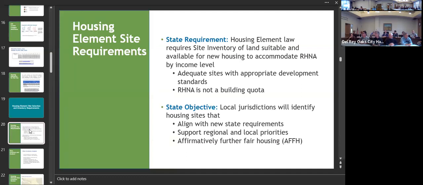So every year there are a lot of new laws and a lot of new requirements for sites and everything related to the housing element. And the city is moving forward to comply, along with all the other jurisdictions, Monterey County and the state. Next slide.